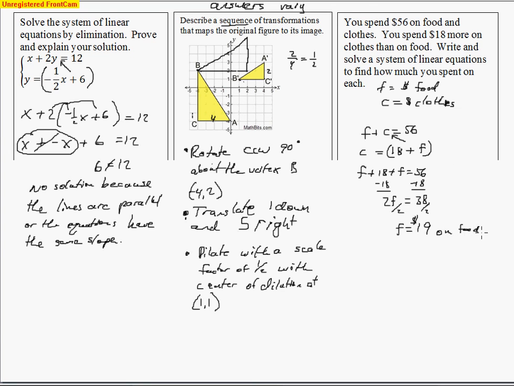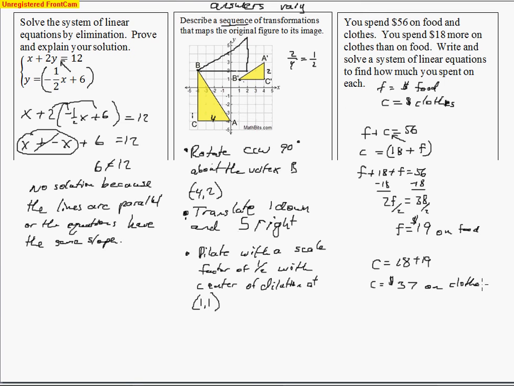Now I need to find out how much I spent on clothing. Well, just take the amount of food and add 18, and you'll get your answer. So C equals 18 plus 19, and that's going to give me $37. So $37 equals C, which is the $37 on clothes.